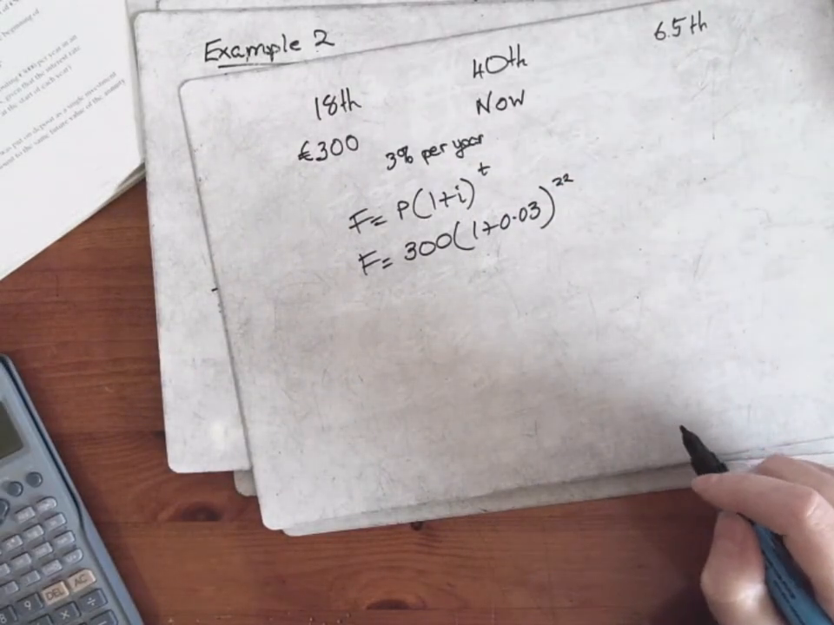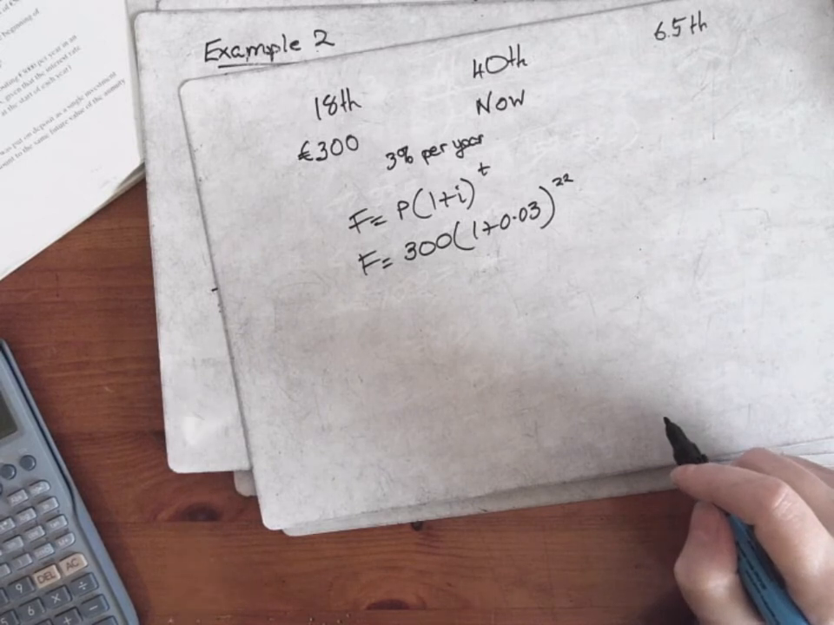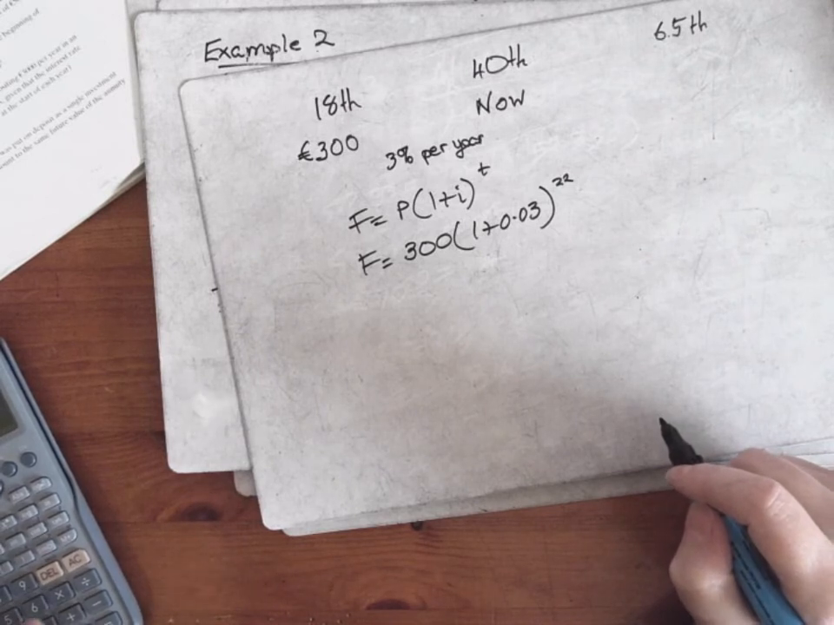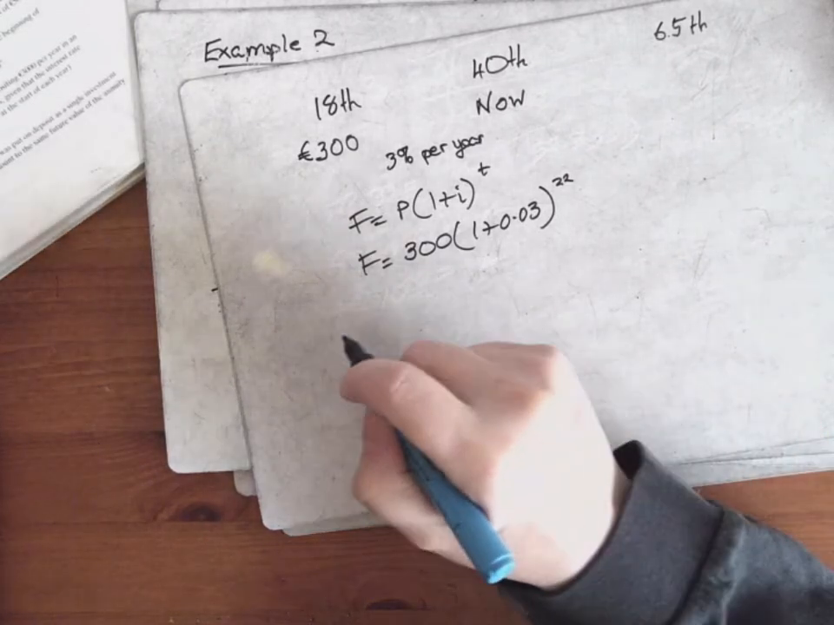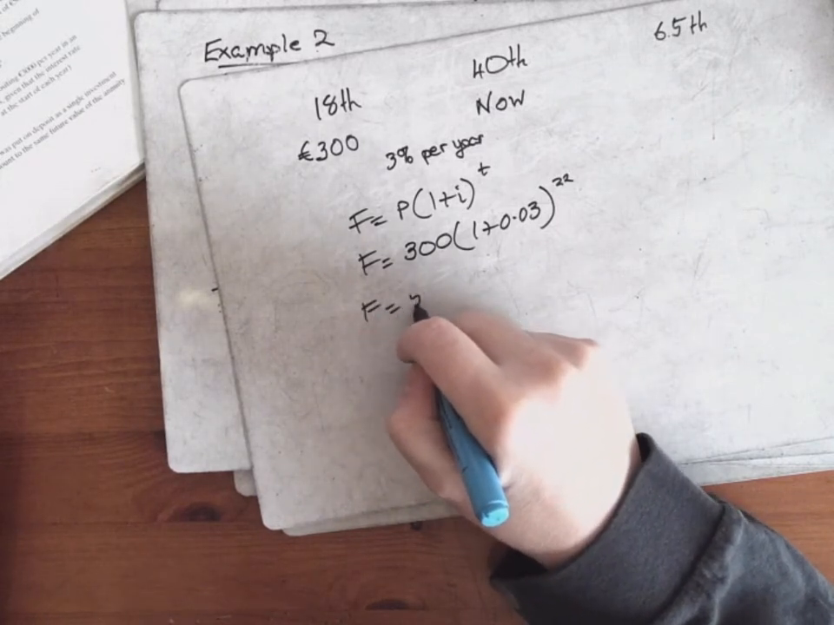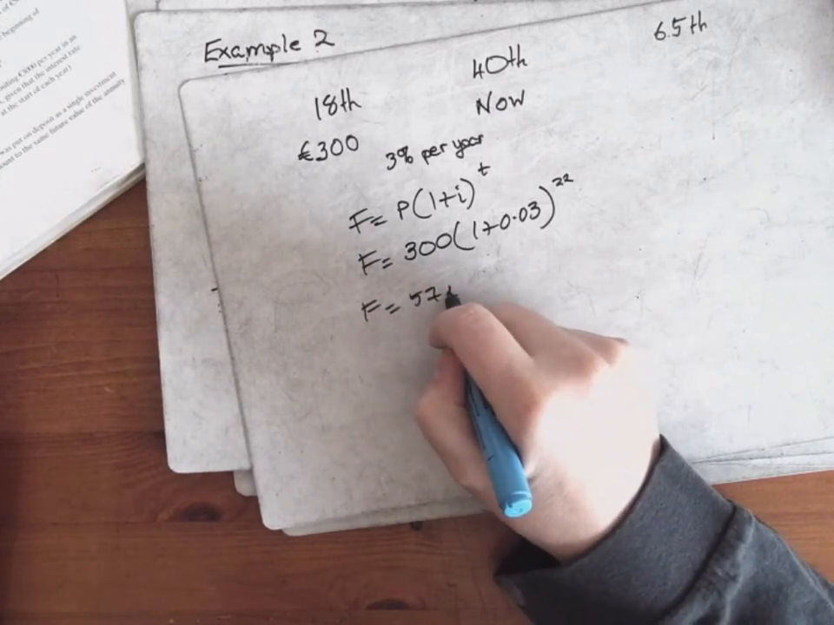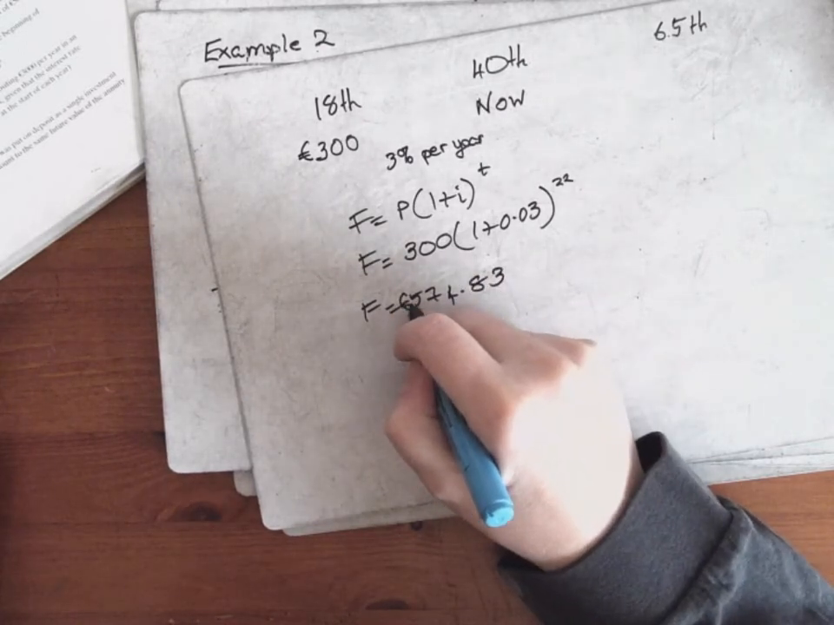Okay, so 300 multiplied by 1.03 to the power of 22 equals, right, €574 and 83 cents. Okay, that's all that bit is.